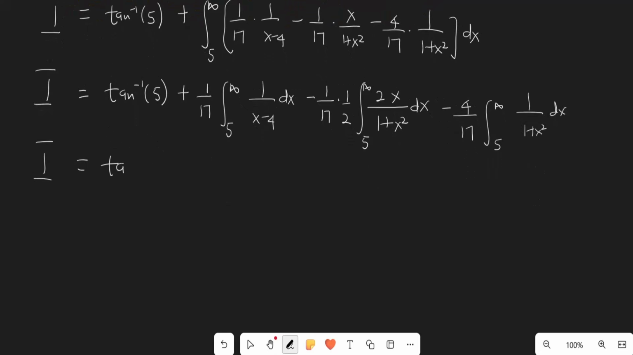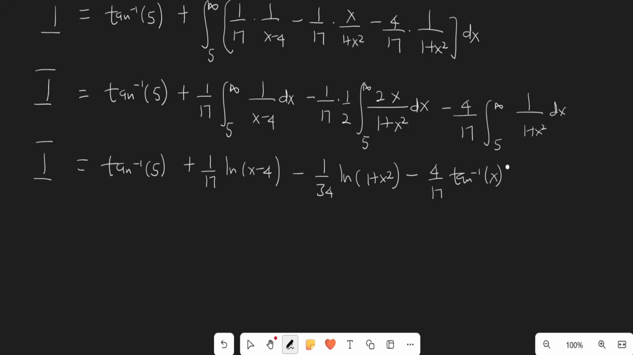I is going to be equal to the tan inverse of 5. And now plus, this is 1 over 17. So the derivative of this is the numerator, so this is the ln of x minus 4. Minus 1 over 34, that is 17 times 2. And now this is the ln of 1 plus x squared. The derivative of this is the numerator. Minus 4 over 17, and then this is the arctan of x. You are done, you can put the limits of integration from 5 to infinity.